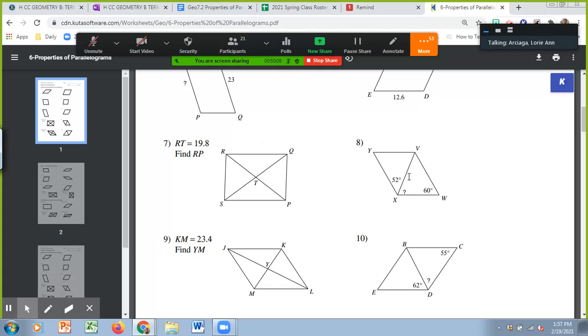Perfect. Number 8. Ooh, be careful with this one. Look, it's just this little angle over here, okay? What is it? Number 8. Don't look at the answers. Okay. Number 8.